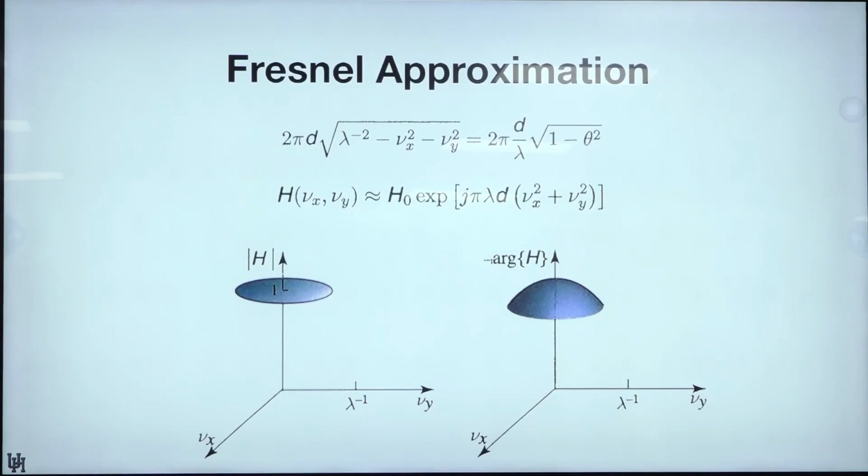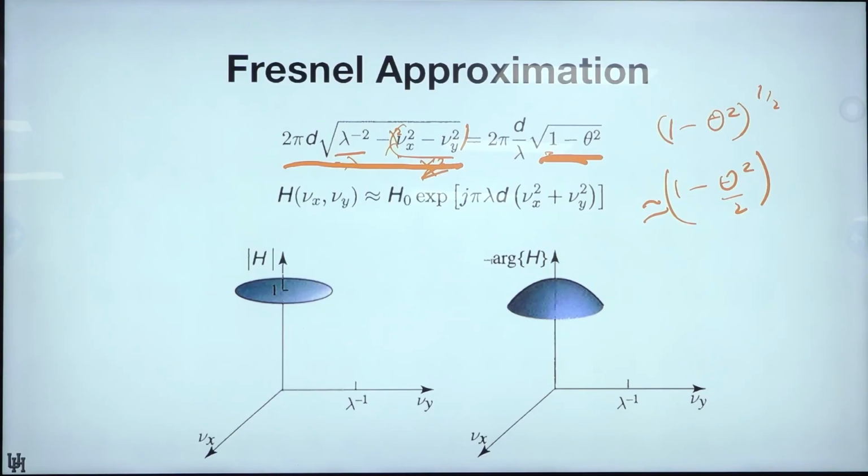So this transfer function is 2 pi d times this. We can take the lambda outside, and you get lambda square times this. If you take a Taylor series expansion of this, it is of the form 1 minus theta square to the power half, and 1 minus theta square over 2 is the first order Taylor series approximation. If you do the first order Taylor series approximation of this transfer function, you get h naught, which is a constant, times e to the j 2 pi d lambda times nu x square plus nu y square.